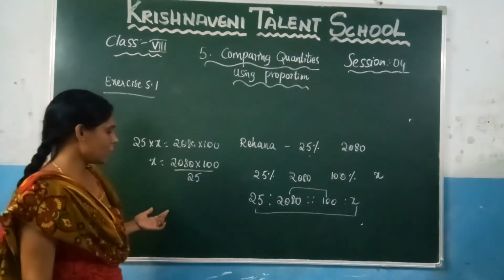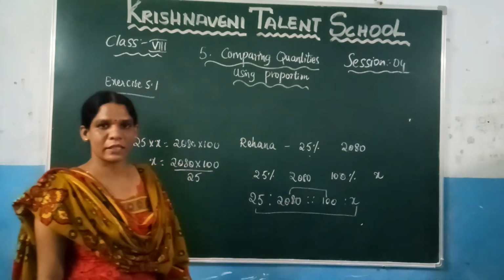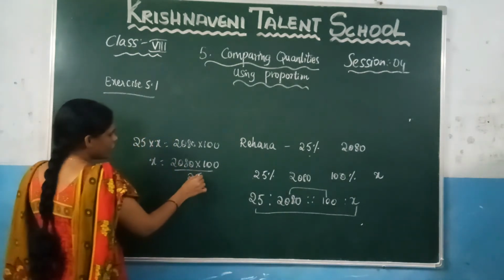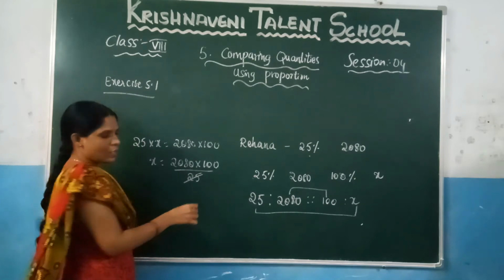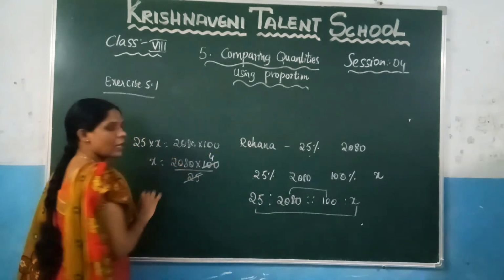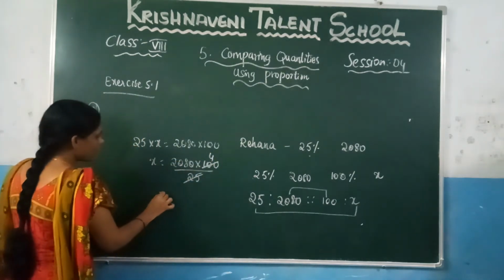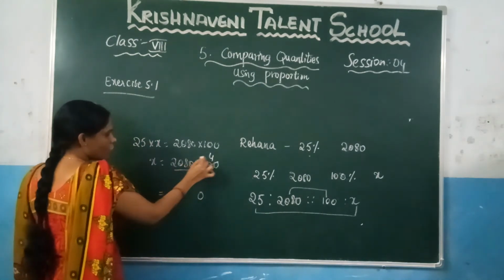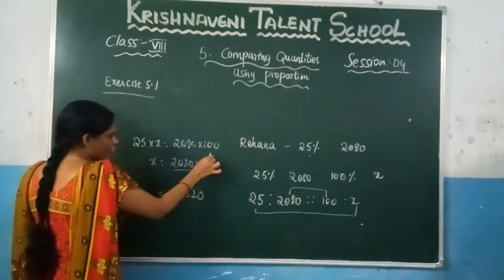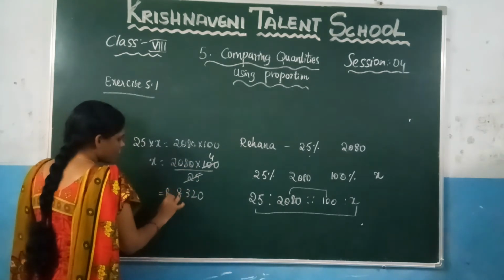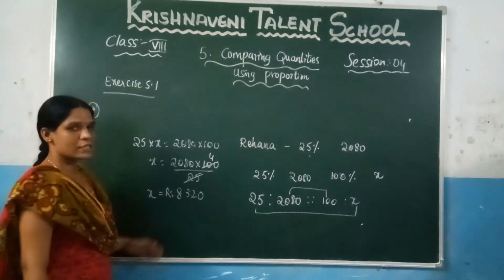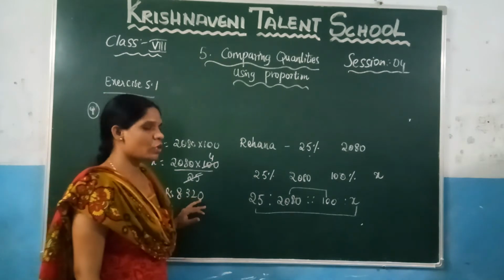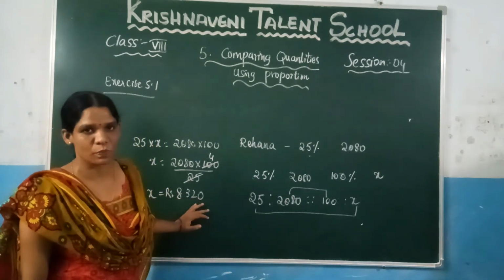Now let us see in which table these two will get cancelled. You know that 25 ones are 25 and 25 fours are 100. Now let us multiply this value. What will you get here? 4 into 0 is 0, 4 threes are 12, 4 twos are 8. So what is the total profit he is getting? He is getting a profit of 8,320 rupees.